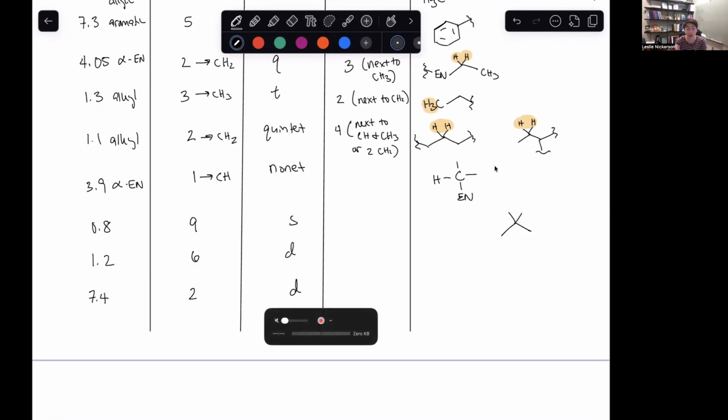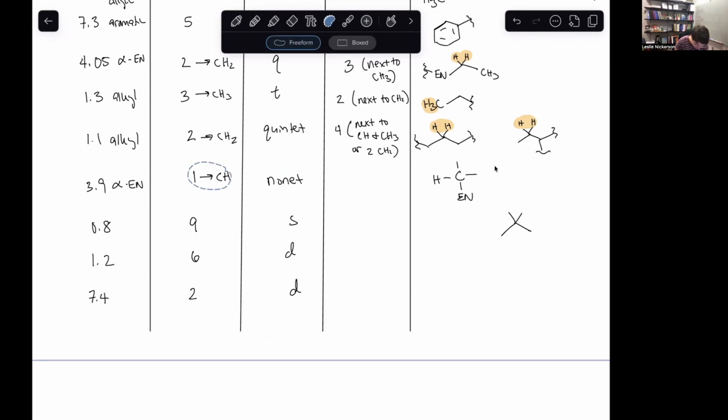Okay, had my little think and I realized what went wrong here. So the reason that I got stumbling there was that I was looking at the nonet. Okay, a nonet is going to be nine peaks, so that means I've got 8 neighbors. There's no way to get to 8 while also being alpha to an electronegative atom because there's just not going to be space on that carbon. So what we're going to do is change this to 1.6 and stick it in the alkyl region. And then it's going to make sense.